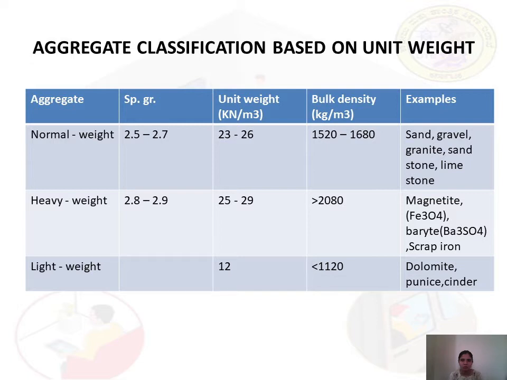The examples for normal weight aggregate are sand, gravel, granite, sandstone and limestone. Examples of heavyweight aggregate are magnetite, barite and scrap iron, and the examples for lightweight aggregates are dolomite, pumice, and cinder. Hope you understood the classification based on the unit weight.